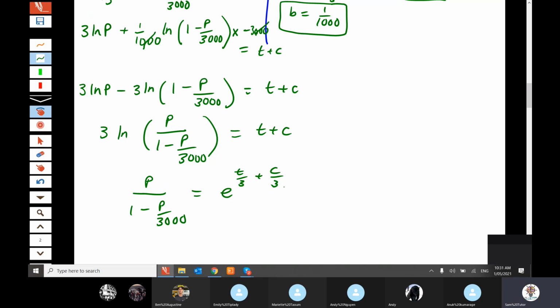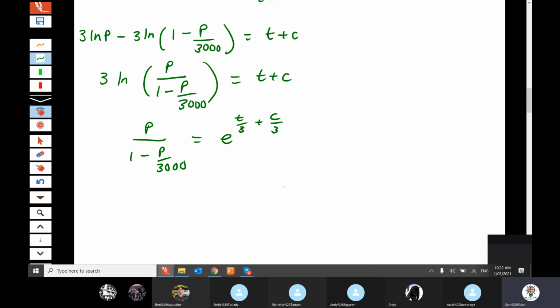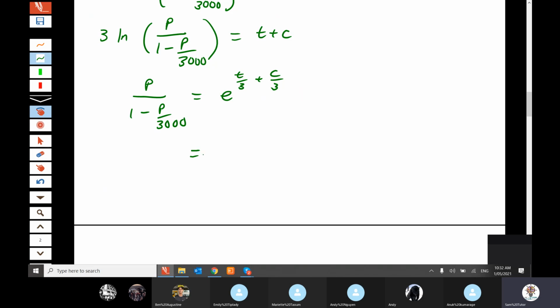Still good? At this stage, I change my plus to a multiplied. You should not have a plus anymore, so we're going to write the next line like this. Equals e to the t over 3 dot e to the c over 3, and then the e to the c over 3 becomes a, so a e to the t over 3.